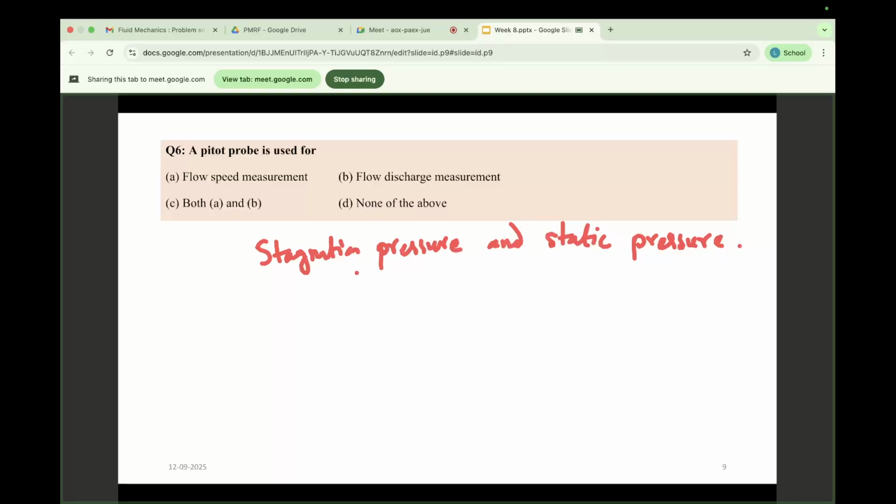So say if I represent PT minus PS, where PT is the stagnation pressure or the total pressure. The difference of these two is known as del P, which is our dynamic pressure.